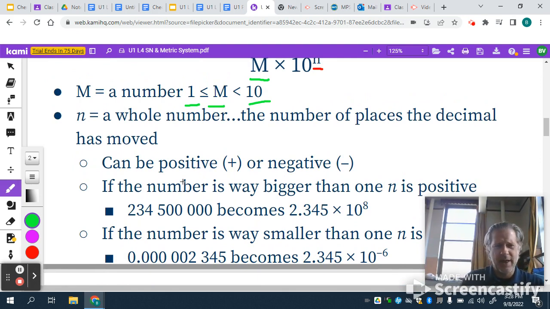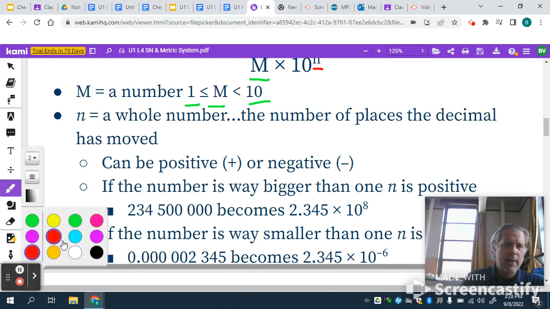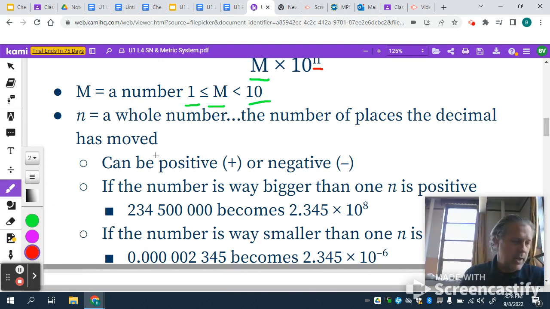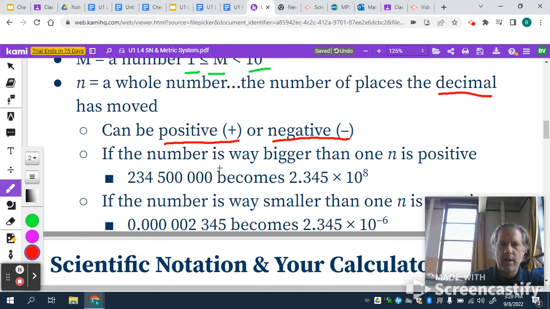So let me try to explain that a little bit better. N is a whole number. It's the number of places that the decimal was moved. It can be a positive value or it can be a negative value. Now, it's positive when the number is way bigger than 1.